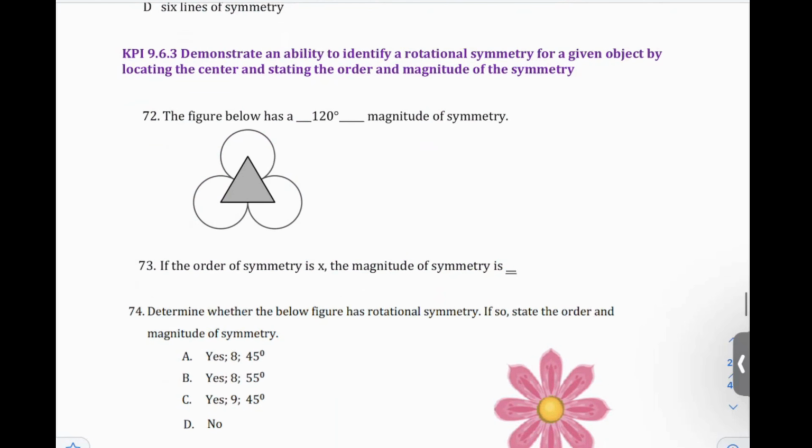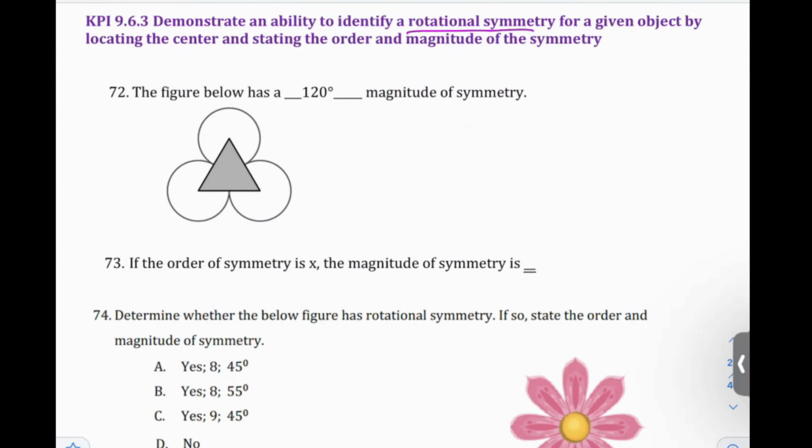Now we have rotational symmetry. Rotational symmetry means you can rotate or turn the shape, and the shape comes to the original position or looks like the original shape. So let's check this figure. As you see, if you rotate it counterclockwise or clockwise, no worries, three times before the full rotation, it will come back to the original position. So that means here we can say that the order is 3.